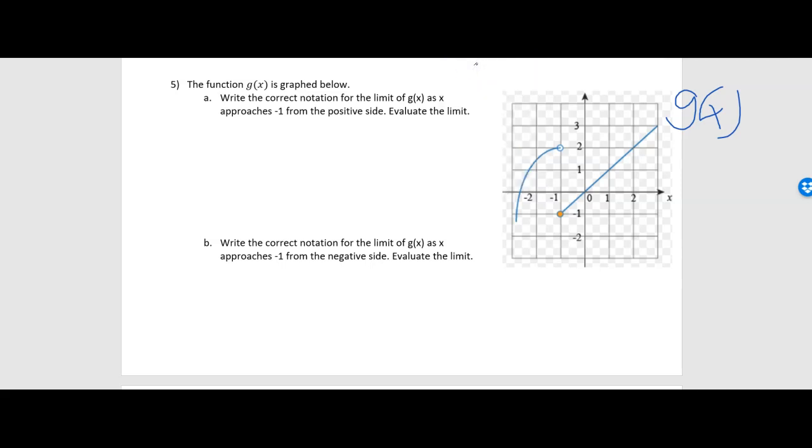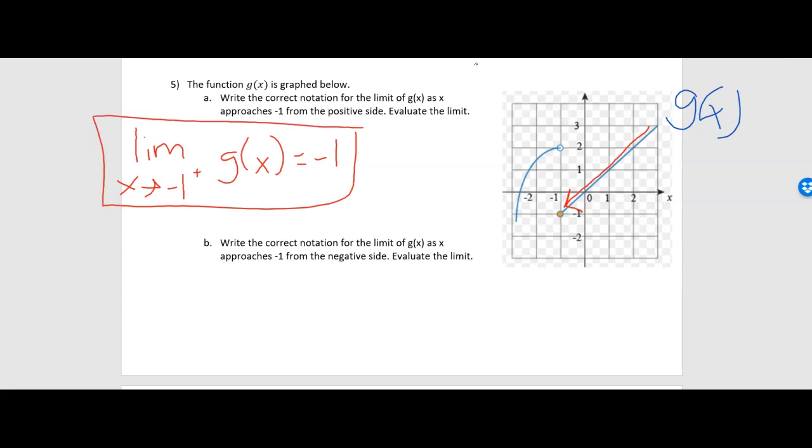Use a different color. So we're approaching -1, and we see that it's going to hit y equals -1, or that's what it's approaching. So our limit as x approaches -1. Now remember, we have to put our little plus sign up here to show that we're talking about the one-sided limit from the positive side of g of x is equal to -1.